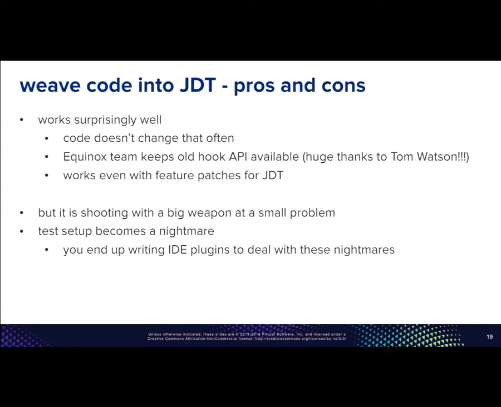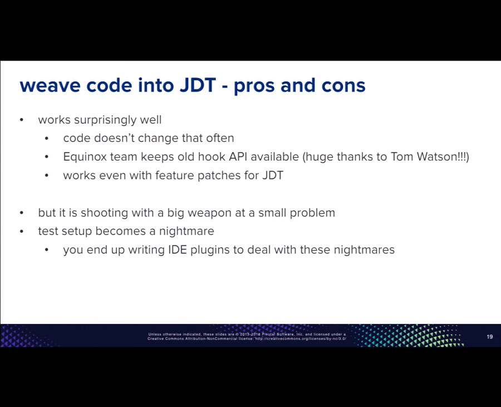And the hooks that we used in the Equinox runtime to inject our aspect weaving, they are pretty stable too. So they didn't really change. And Tom Watson from the Equinox team did a pretty amazing job of keeping that API stable all the time. So we didn't have to change our weaving code at all over time, which was kind of a big problem that we imagined at the beginning.